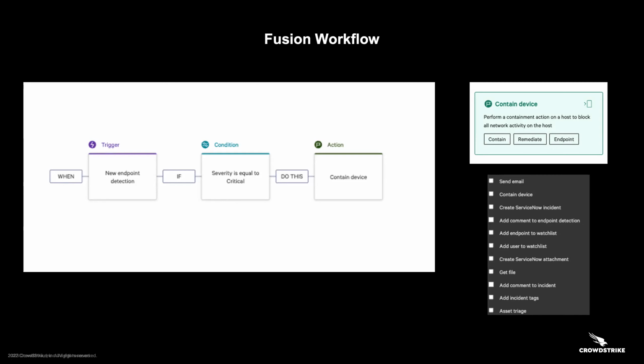So again, in a nutshell, there are two different ways of doing this. I'm sorry, not Fusion Workflow, but containment of the system, which is one of the many features we have. That can be done manually going through the detection, and of course, it can be done through Fusion Workflow, which is automated.